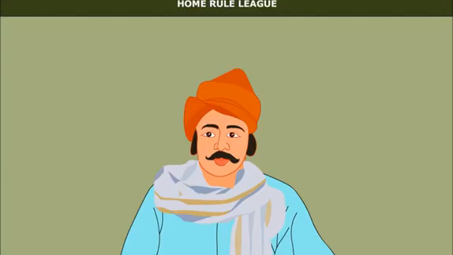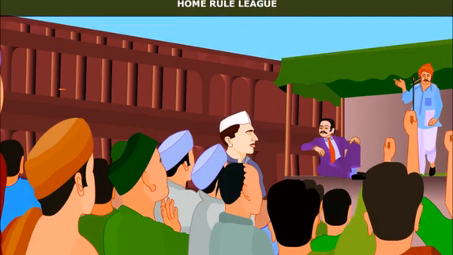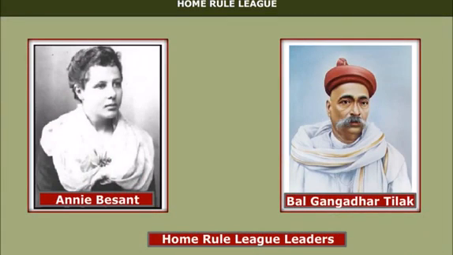Home Rule Leagues. Tilak established the Home Rule League in 1916 to attain self-government for India. At the same time, inspired by the Irish Home Rule movement, Annie Besant launched a similar Home Rule League in India and started the journal New India to spread the message of freedom among the Indians. Tilak and Annie Besant coordinated with each other, as a result of which the Home Rule movement soon spread to different parts of the country.